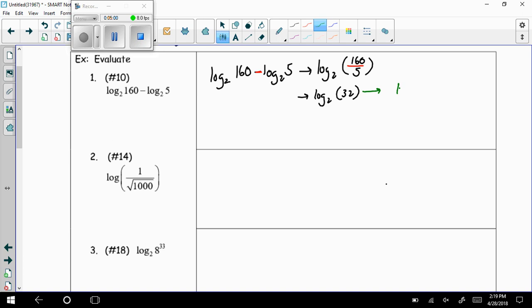And so I would say, okay, log base 2 of 32 equals x, which allows me to rewrite this as 2 to the x power equals 32. So I need to think about what powers of 2 there are. So 2 squared, 2 cubed, 2 to the 4th is 16. So we're looking at x equals 5 here. And so this simplifies or evaluates into 5.